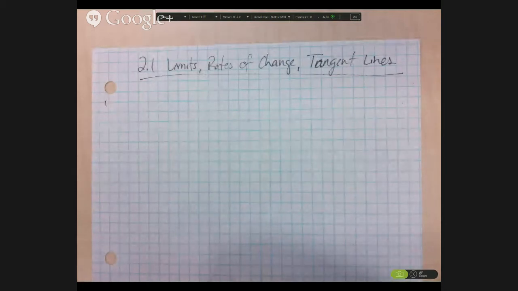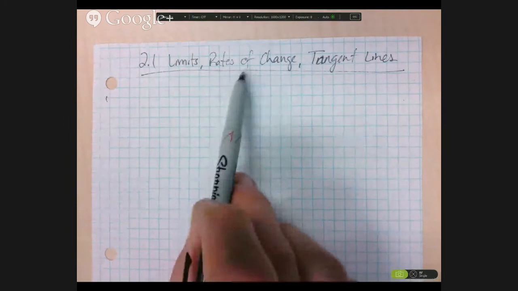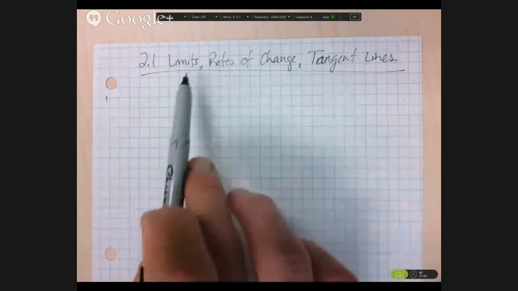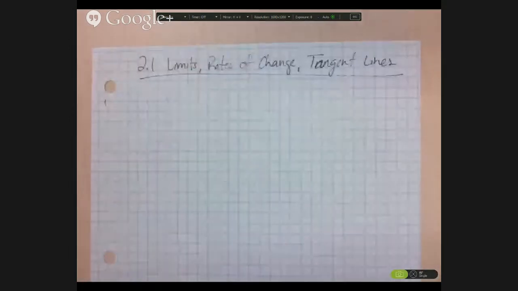Okay, we're going to look at 2.1, limits, rates of change, and tangent lines. We're going to go probably in rates of change, tangent lines, then limits. Apparently they like to go in alphabetical order.